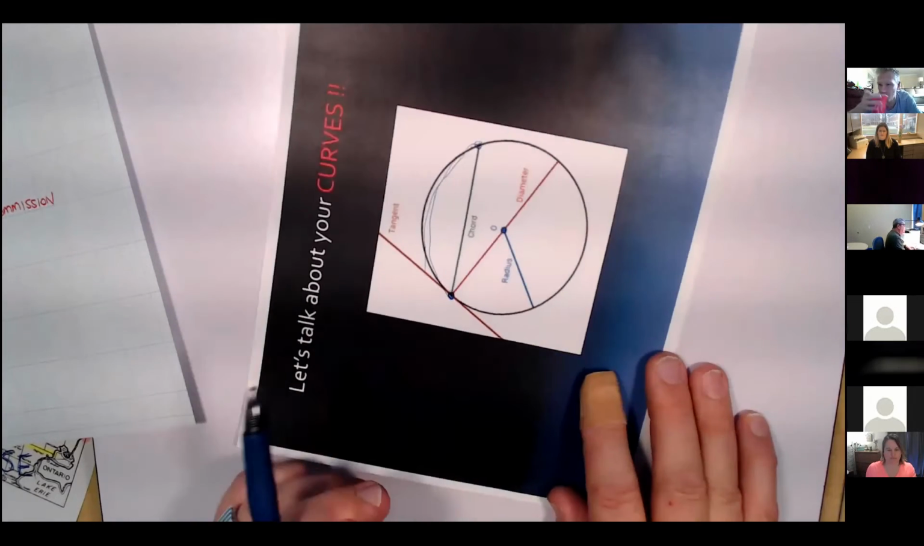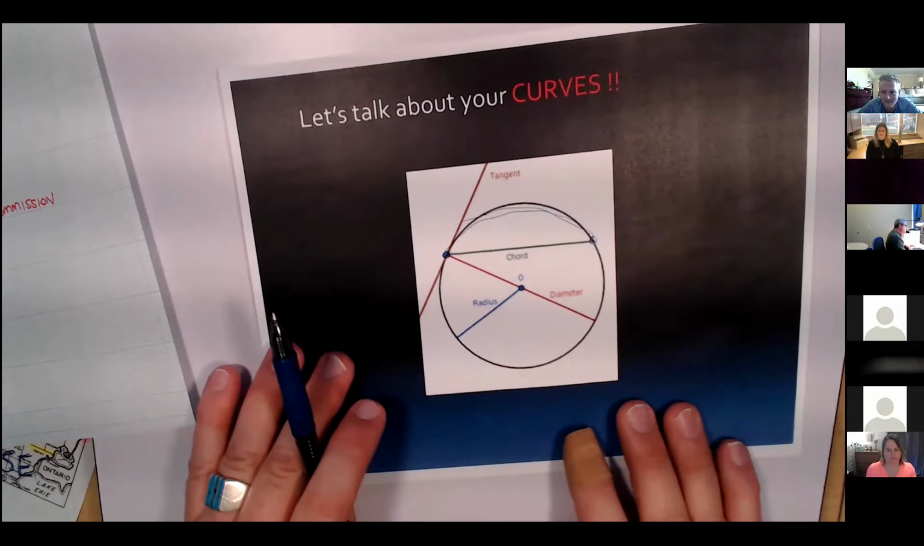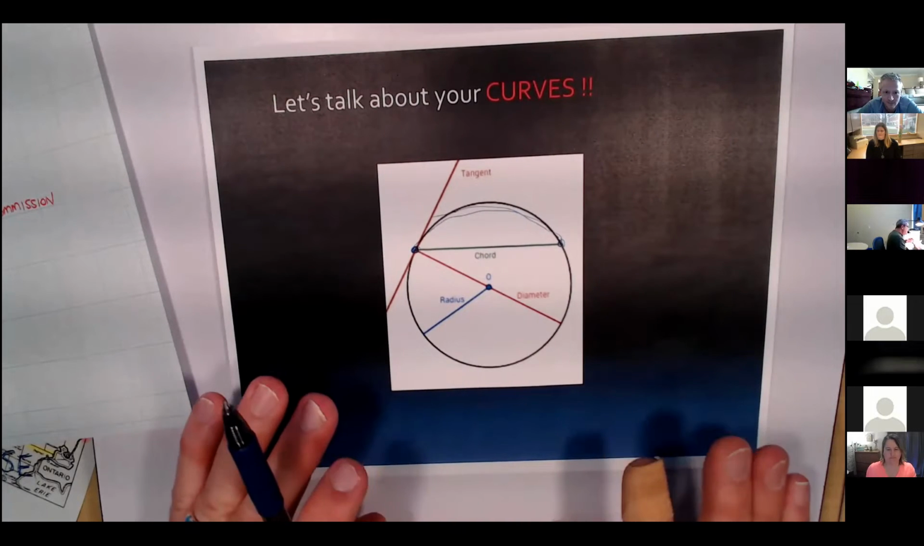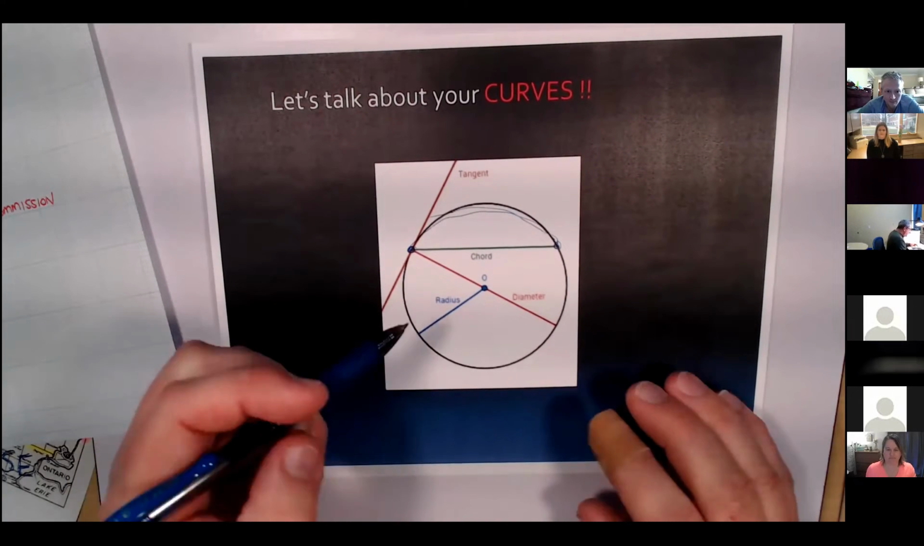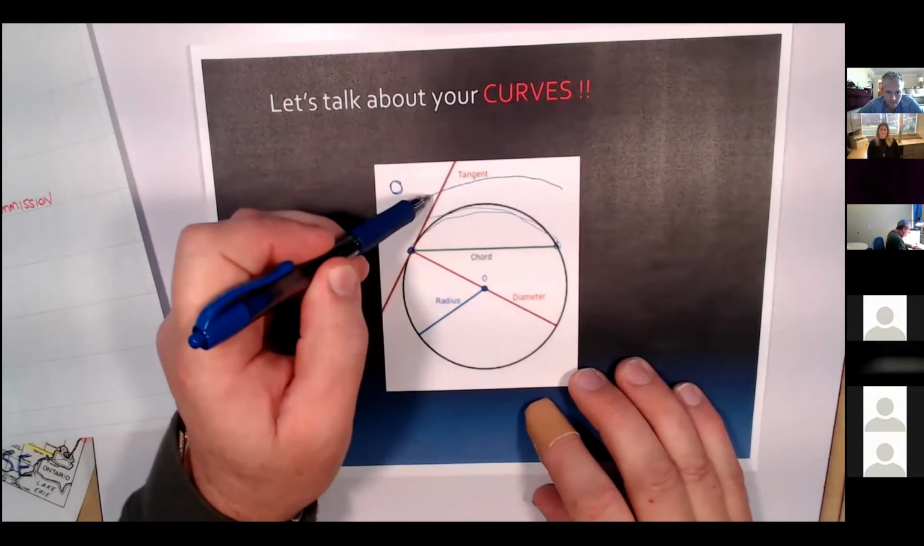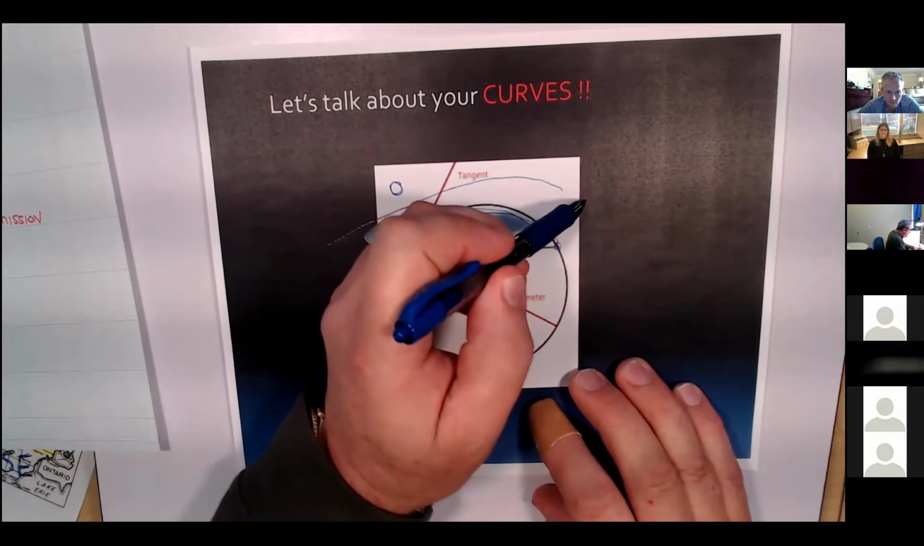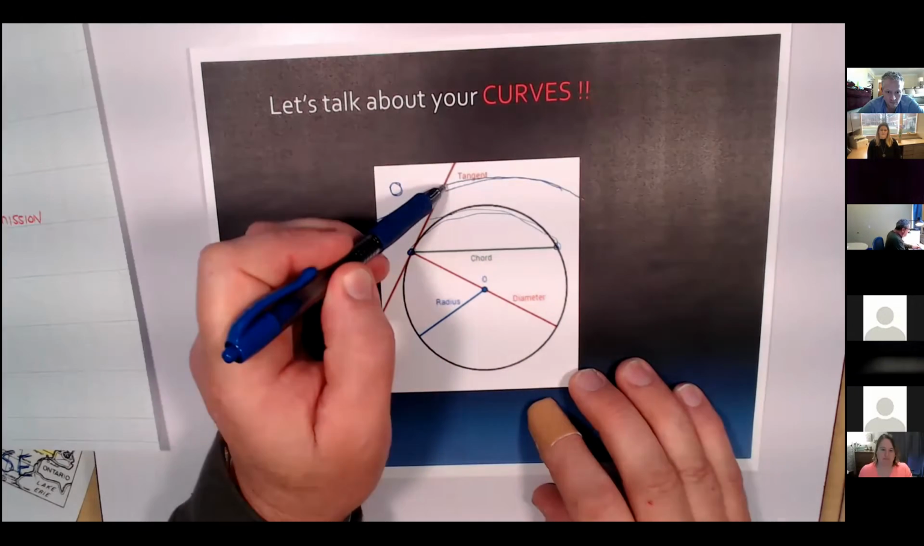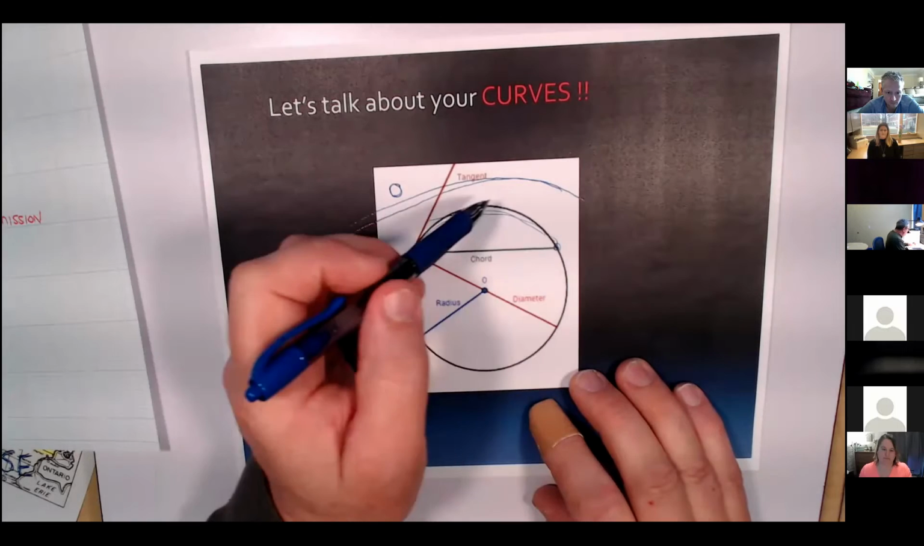Generally speaking, curves that are on maps are very, very seldom going to be very tight, very sharp angles. They're generally going to be very, very sweeping.